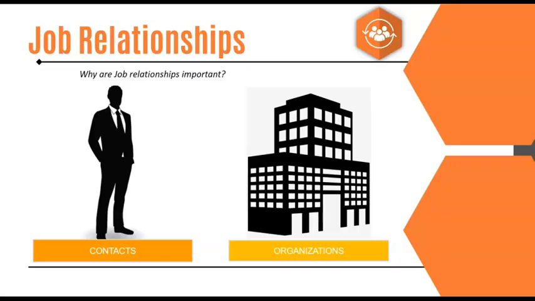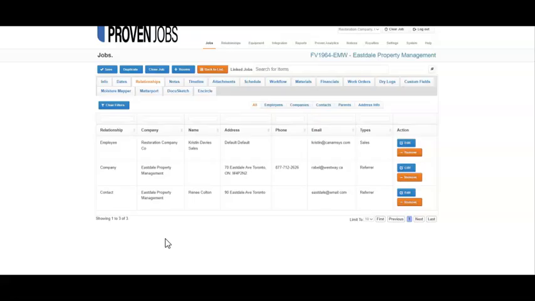Now that we've covered creating organizations and contacts, let's review their importance regarding job relationships in proven jobs. Applying relationships on jobs will sync to the job in the CRM. What type those relationships are added as will directly affect the salesperson getting credit for their jobs.